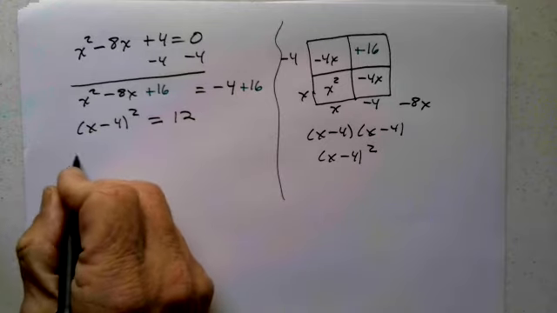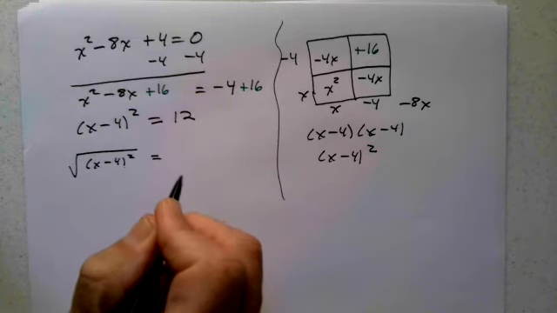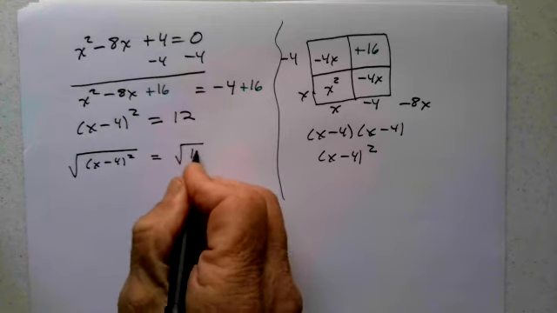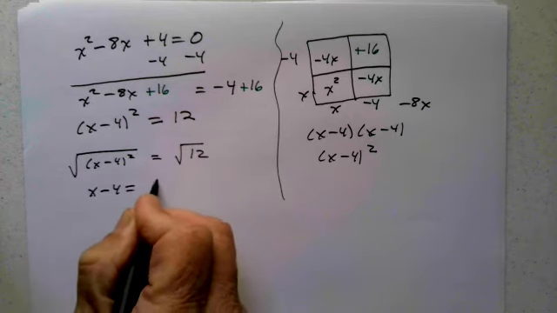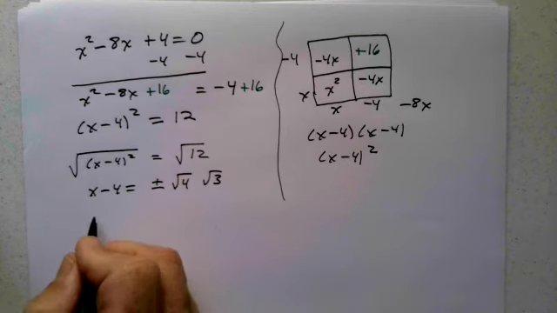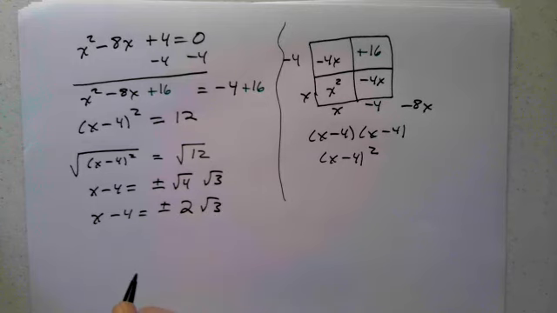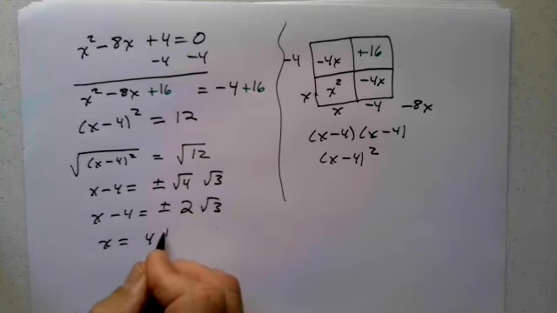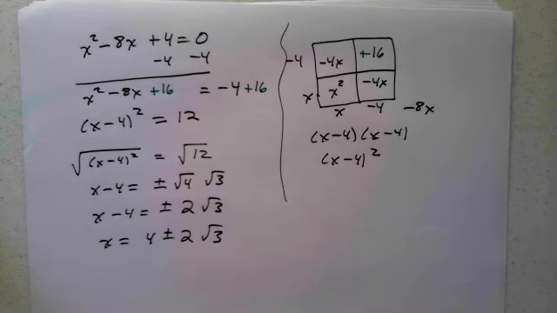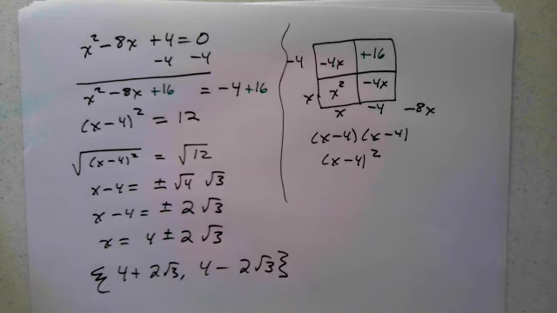Next, take the square root of both sides. The square root of x minus 4 squared will be plus or minus the square root of 12. So x minus 4 is plus or minus the square root of 12, which is the square root of 4 times the square root of 3. So we get x minus 4 is plus or minus 2 times the square root of 3. So we get x is 4 plus or minus 2 times the square root of 3. Again, I'm going to write my answer in set form: plus 2 root 3 is one answer, minus 2 root 3 is another answer.